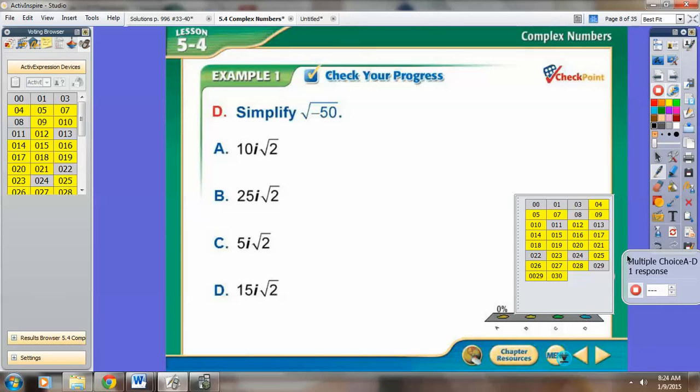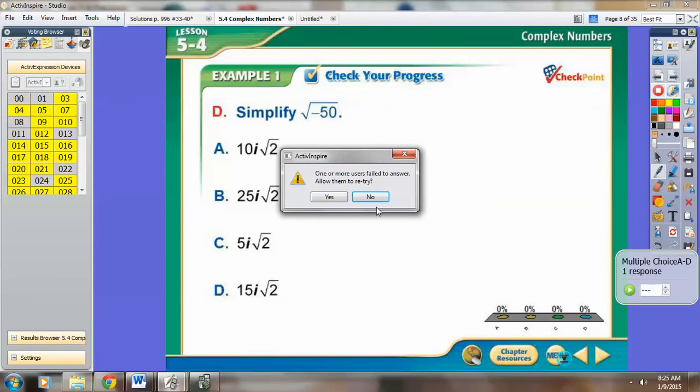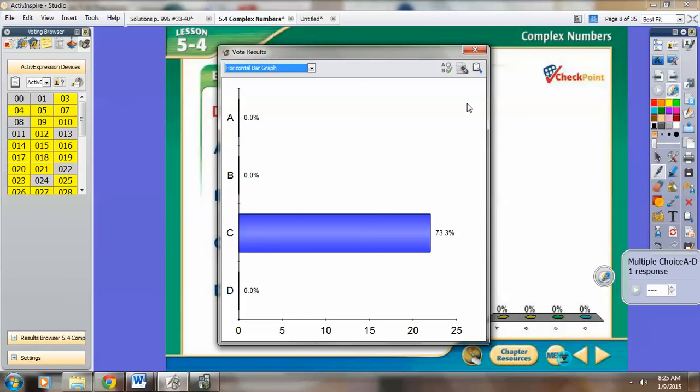We need 2 more people in. One more. Make sure you hit send on your clicker. Go ahead and hit stop. Very good.